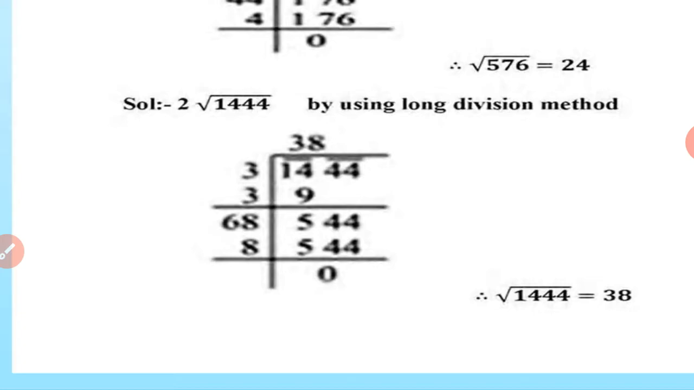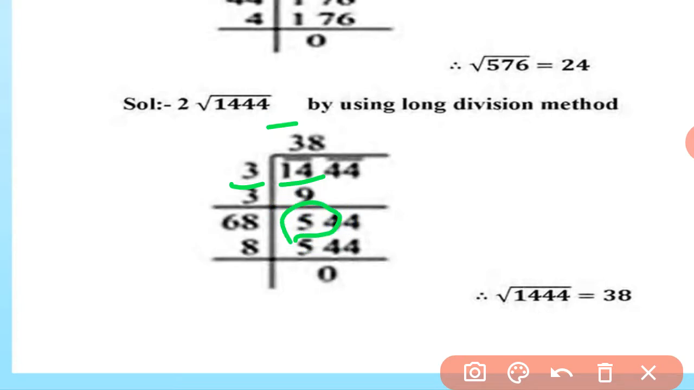So here under root 1444. So by using long division method, first of all we will make the pair, here also pair. So here the first pair is 14. So in 14 we can see that 3 into 3 will be 9. So 14 minus 9 will be 5. Then this 44 will be written here, and these 3 will be added. So 3 plus 3 will be 6.